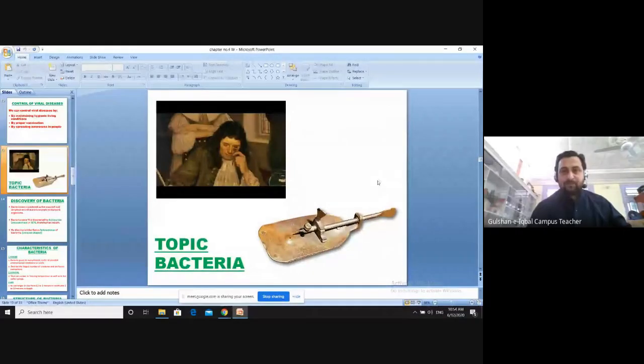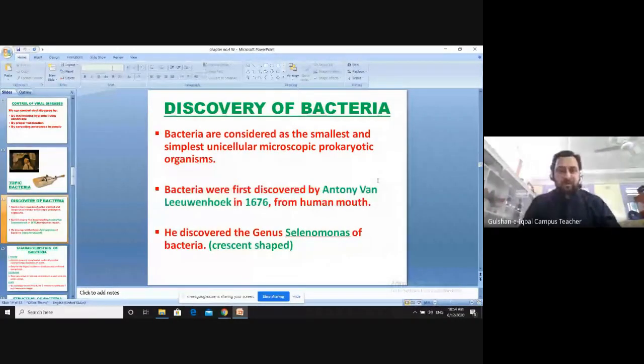So let's see what bacteria are. The discovery of bacteria. Bacteria are considered the smallest and simplest unicellular microscopic prokaryotic organisms. Remember: smallest, simplest, unicellular, microscopic, and prokaryotic. It means bacteria come under the group of prokaryotes, kingdom Prokaryota. So they are the simplest unicellular organisms present in the world.